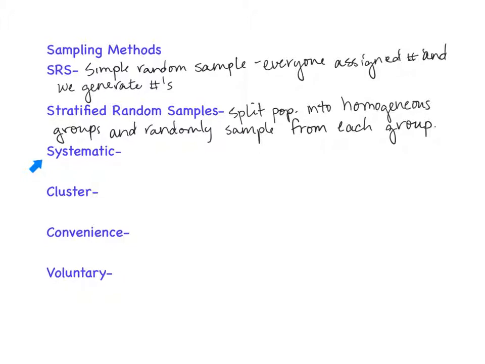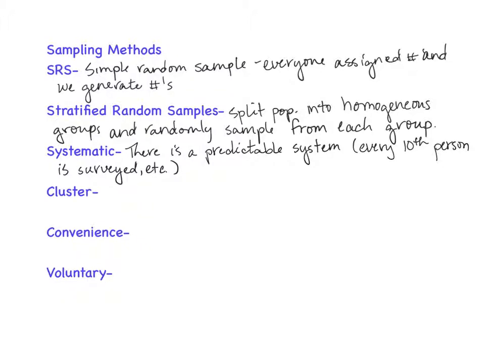Systematic, we talked about a little bit earlier. Systematic is when there's a system to it. You're picking every 10th person on a list, every 20th person on a list, every other person. There's a system. It's not random, but typically it's fairly representative.